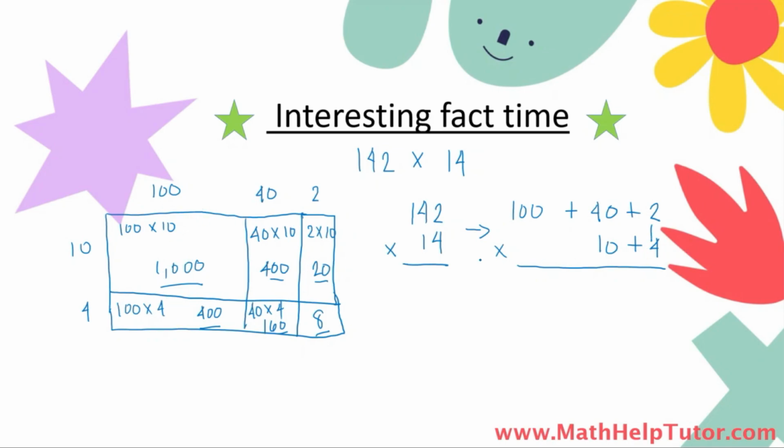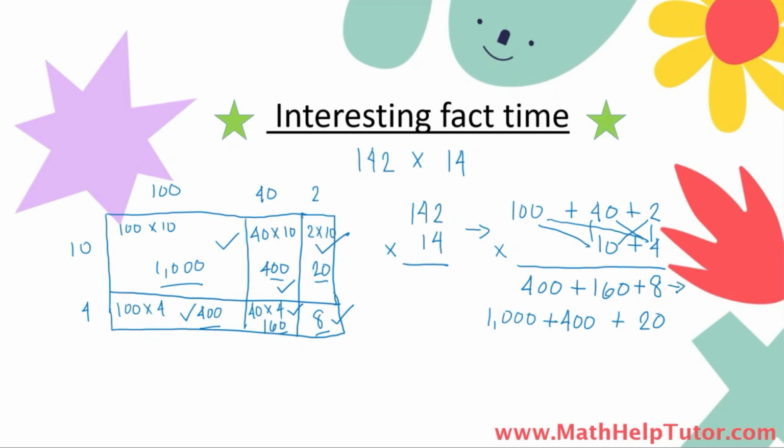So for 2 times 4, this region, the answer is 8. For 40 times 4, this region, the answer is 160. Let's put a plus here since we add all the areas in our rectangle. And then for 100 times 4, which is this region, the answer is 400. Let's put a plus here. Next we have 2 times 10, which is this region over here, and the answer is 20. Let's put a 20 over here. And then for 40 times 10, which is this region, we have an answer of 400. And then for 100 times 10, which is this region, we have an answer of 1000.